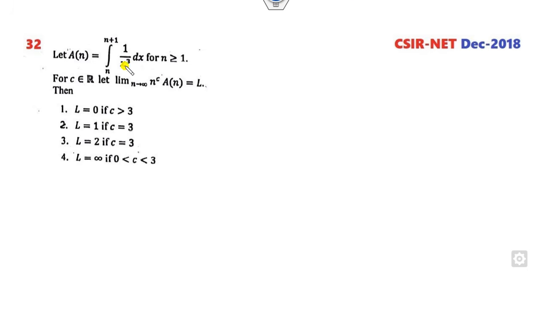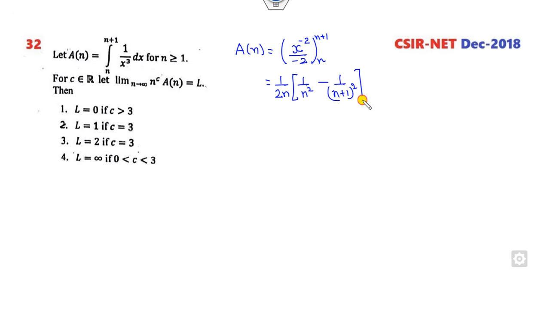Okay, look at another one. A_n is given here. Can you solve this integration? It is x raised to power minus 2 over minus 2, plus 1 over n. So I can write 1 over 2n as common, and adjust them. So it is 1 over n squared minus 1 over (n plus 1) squared.